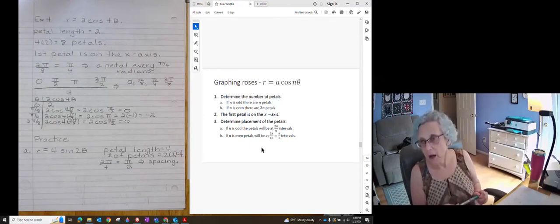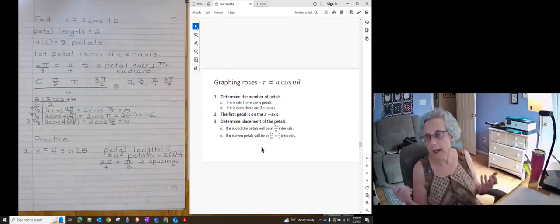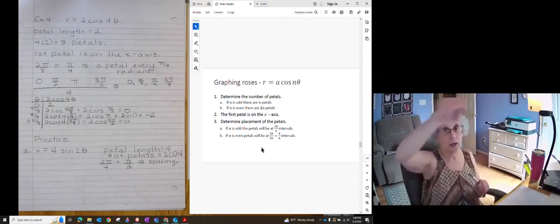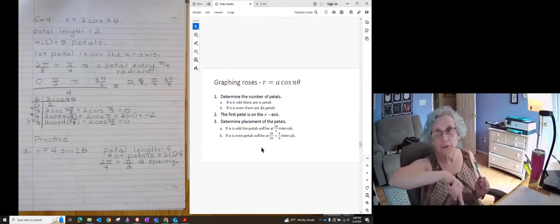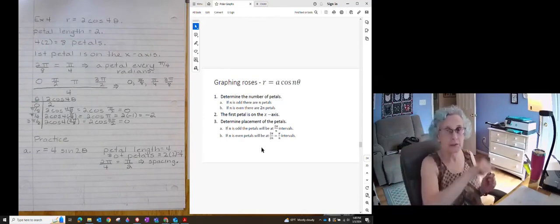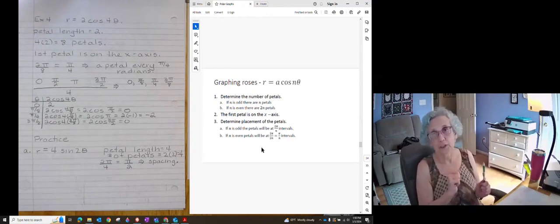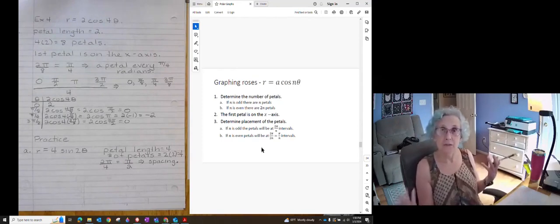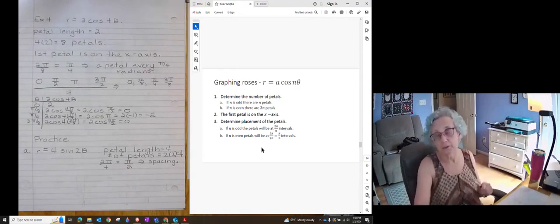If n is odd, the petals will be at 2 pi over n intervals, because 2 pi is all the way around the unit circle. You have n petals, so there'll be one at every 2 pi over n. And if n is even, then it's 2 pi over 2n, or just pi over n intervals.